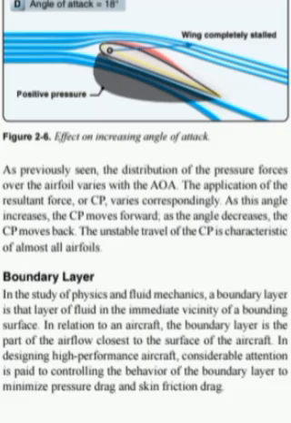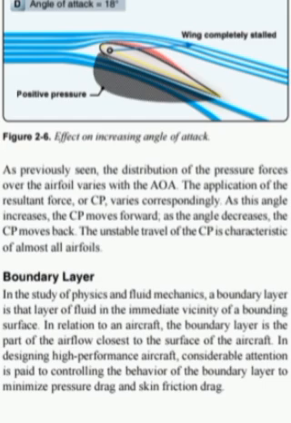As previously seen, the distribution of the pressure forces over the airfoil varies with the angle of attack. The application of the resultant force, or center of pressure, varies correspondingly. As this angle increases, the center of pressure moves forward. As the angle decreases, the center of pressure moves back. The unstable travel of the center of pressure is characteristic of almost all airfoils.